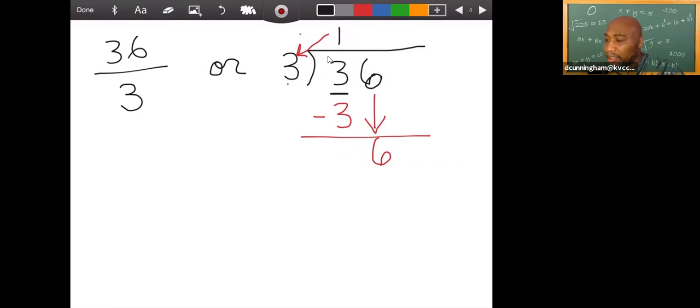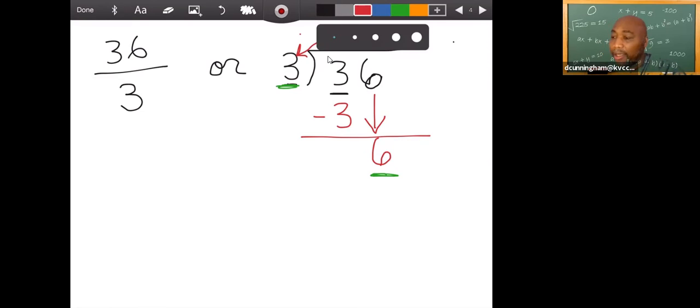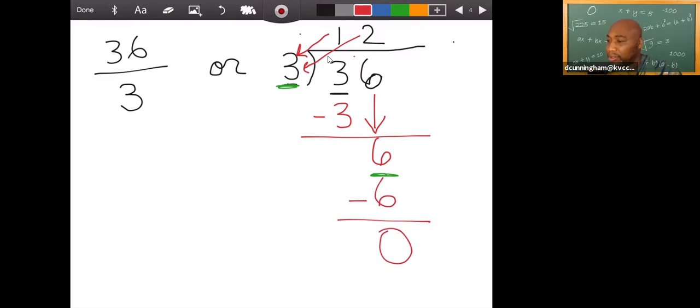Now you see how many times this 3, I'm going to underline in green, goes into 6 without going over. So how many times does 3 go into 6? 2 times. And in our case, we write down 2 above the 6, and then we multiply 3 times 2, or 2 times 3, which is 6. And then you subtract, and 0. In this case, we have no remainder. There's nothing else to bring down from the dividend, and our remainder is 0. And so our answer would be 12.